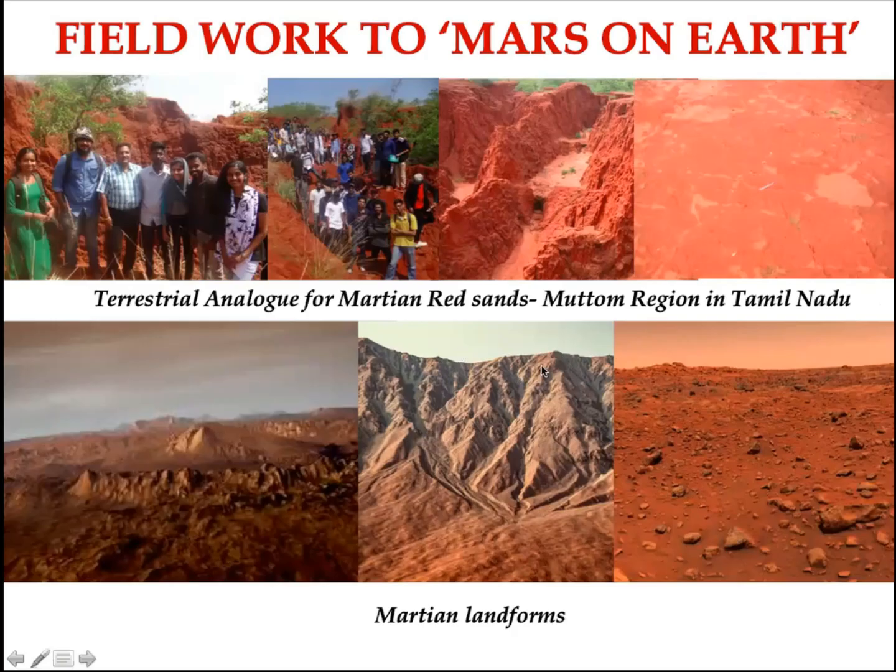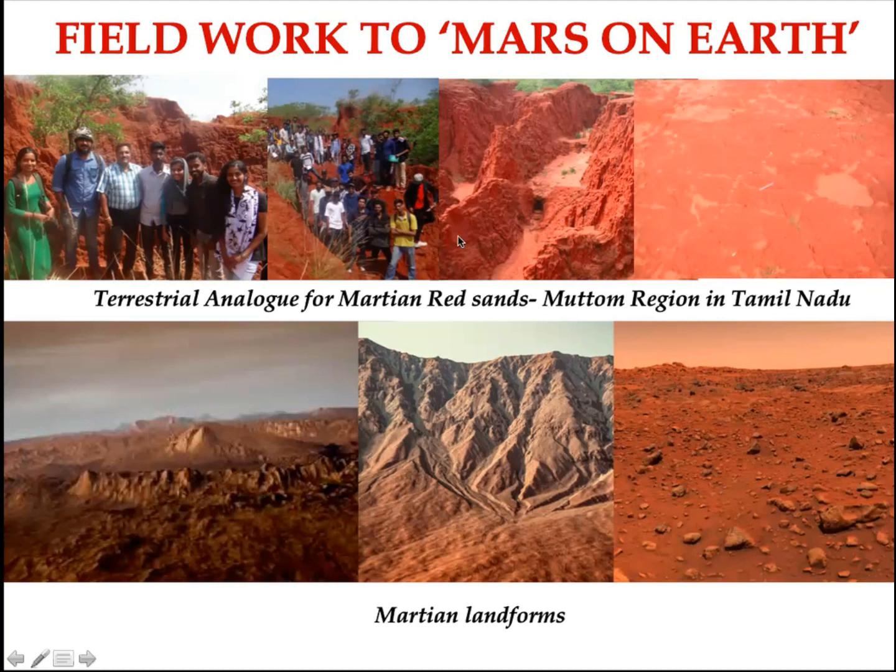Another one is towards southern India. We have some region which is entirely red in nature. I think some sites in Australia also are similar, where planetary scientists worked out these regions and consider them as potential analog sites. So we consider this as a Mars on Earth.